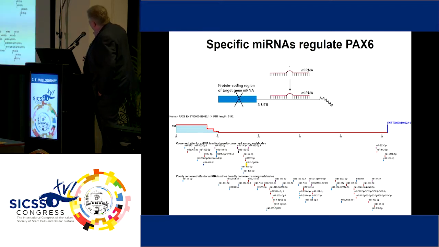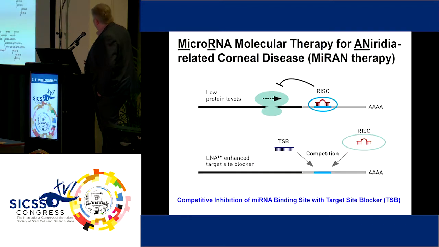So what happens is a microRNA, here's a gene, it binds to the messenger RNA, and it prevents that messenger RNA from being made into a protein. So this is the PAX6 gene, and this is its 3' untranslated region. And you can see using bioinformatics that we can predict a number of microRNAs that regulate PAX6. So the idea is that we use these microRNAs to try and prevent this degradation of the normal copy.